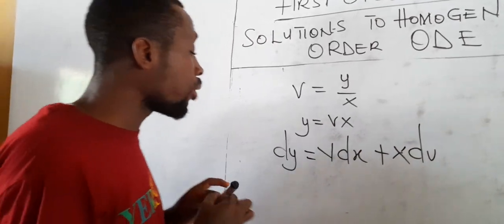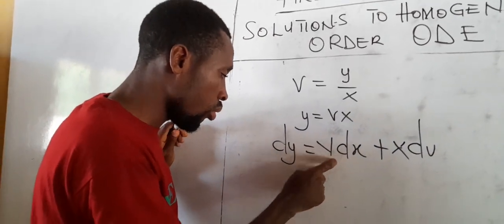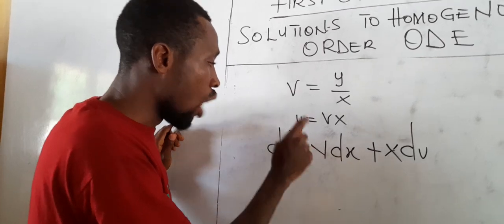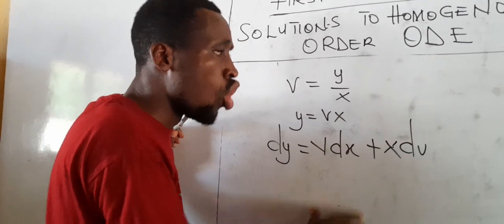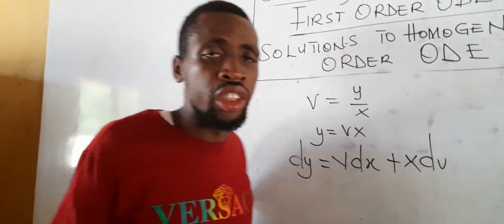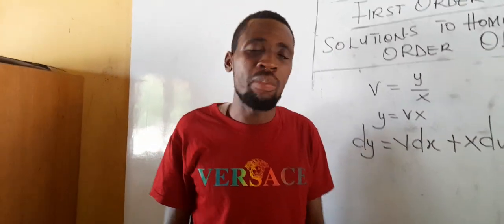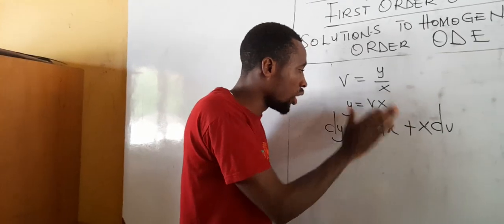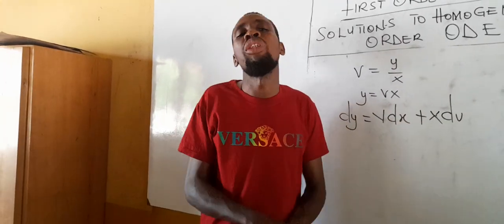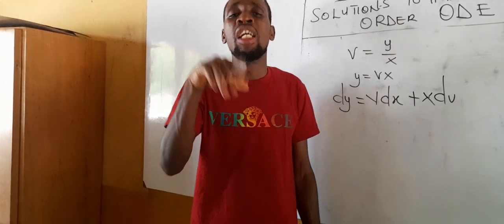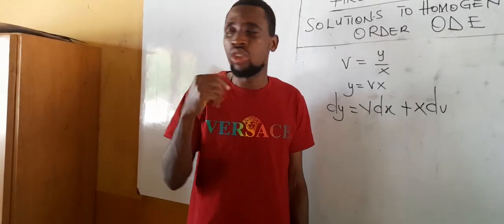After you substitute this dy and y equal to vx into your homogeneous first order ordinary differential equation, bam, it becomes easy to separate. It works like magic. After you substitute these two things, it will be easy to separate. So we'll take example questions and I'll take you through how to solve them. Come with me.